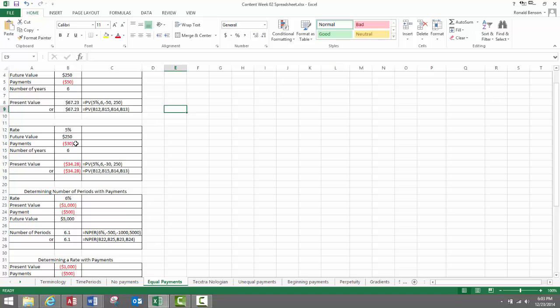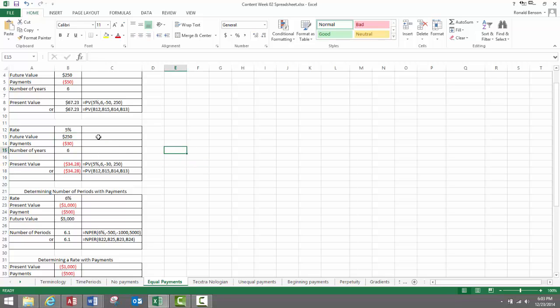So let's try $30 payments. If we do $30, doing the same thing, here's the minus 30, or if you do it here, it's in B14 in this case. And that means you put in $34.28 up front, deposit $30 a year for 6 years, and you will have your $250 future value, which we put in here, or in B13.